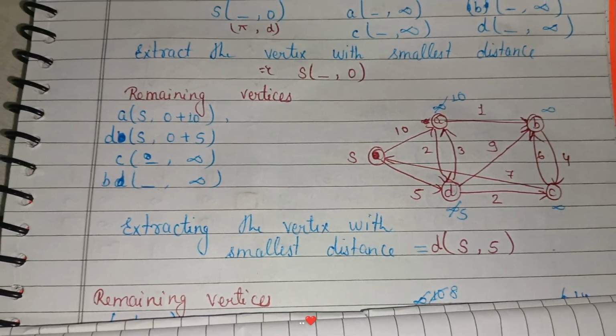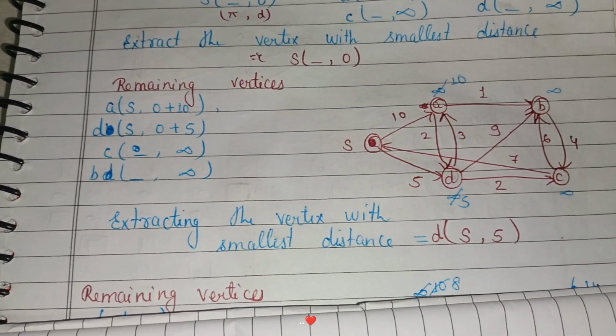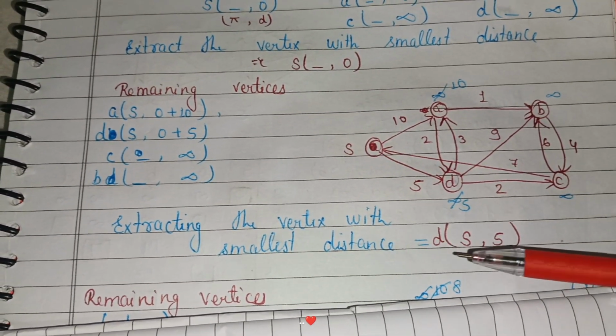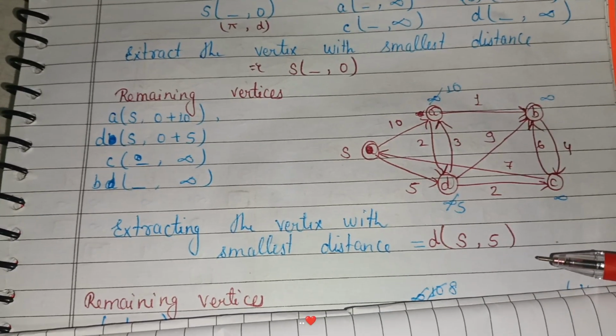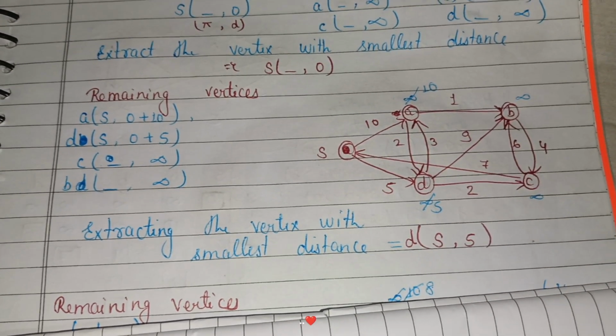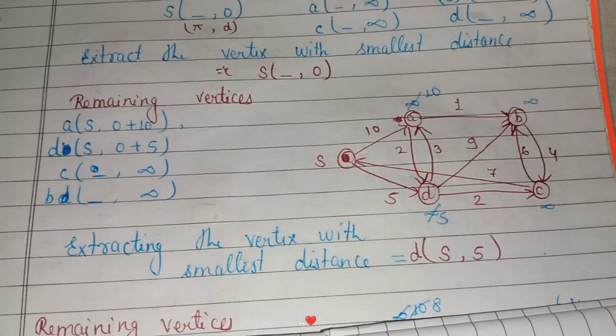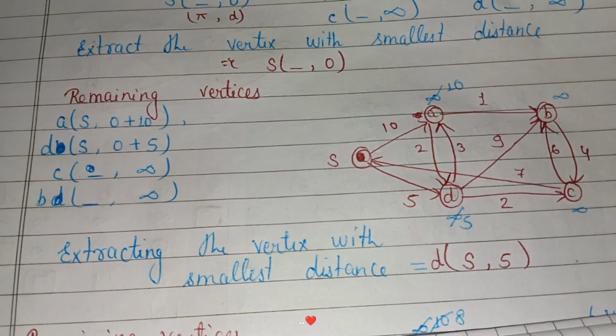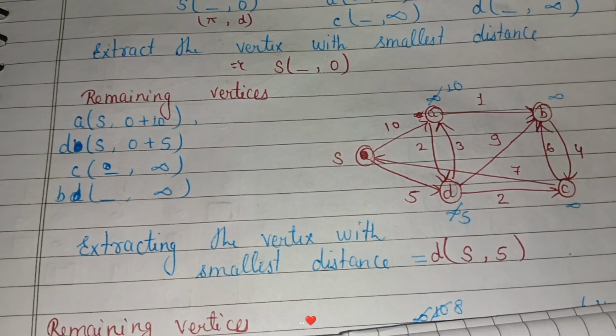Now again, we extract the vertex with the smallest distance. Among all remaining vertices, A equals 10, D equals 5, B equals infinity, C equals infinity. The minimum vertex is D with distance 5.